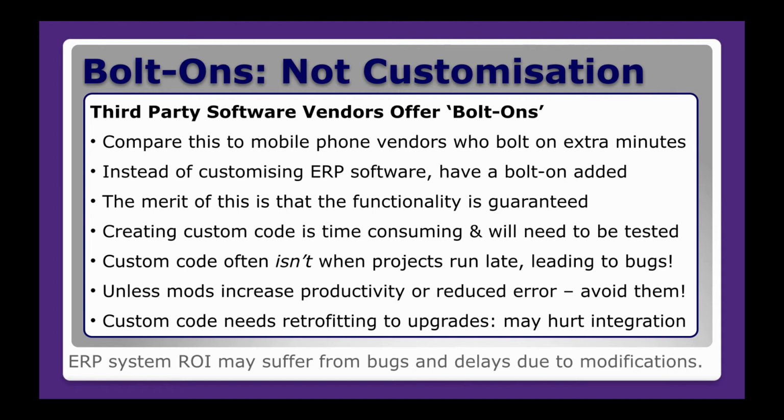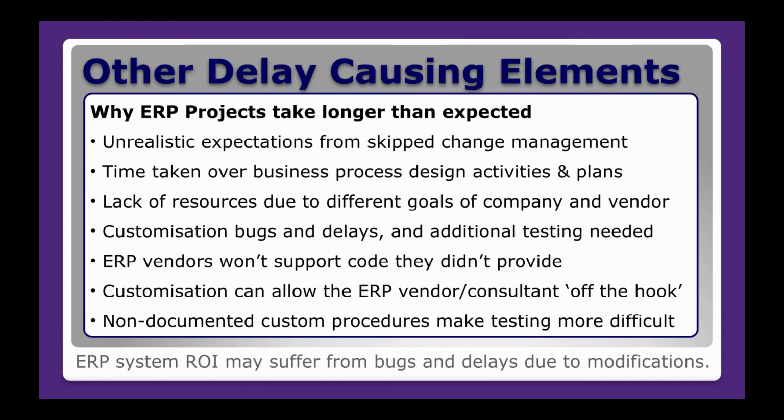Custom coding will need retrofitting to any upgrades, which may hurt integration, so that's something to bear in mind. Things that can cause a delay other than customization: unrealistic expectations from skipped change management, time taken over business process design activities and plans, lack of resources due to different goals of the company and the software vendor, customization bugs and delays which extends the project and leads to additional testing and cost.